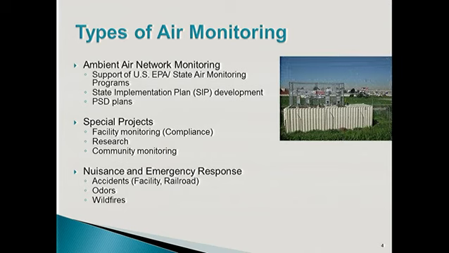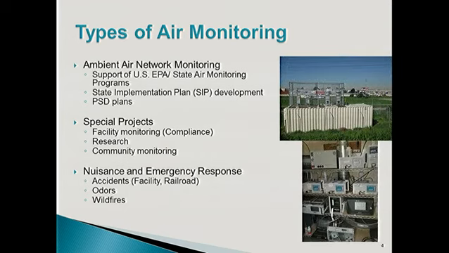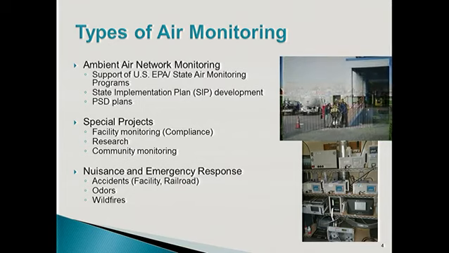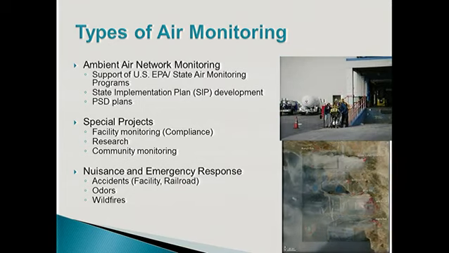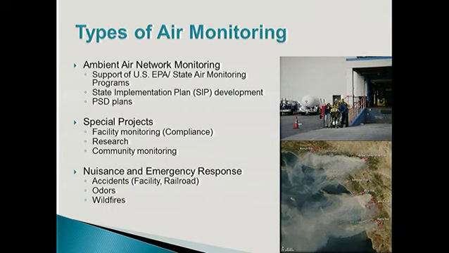So there's different types of air monitoring, and there's different types of networks to accommodate the different types of air monitoring. The first is the Ambient Air Monitoring Network, and this is the air monitoring network by which a lot of the larger scale national decisions are based upon. Again, this is the attainment versus non-attainment for the criteria pollutants. It also is important for the state implementation programs and also the PSD plans.